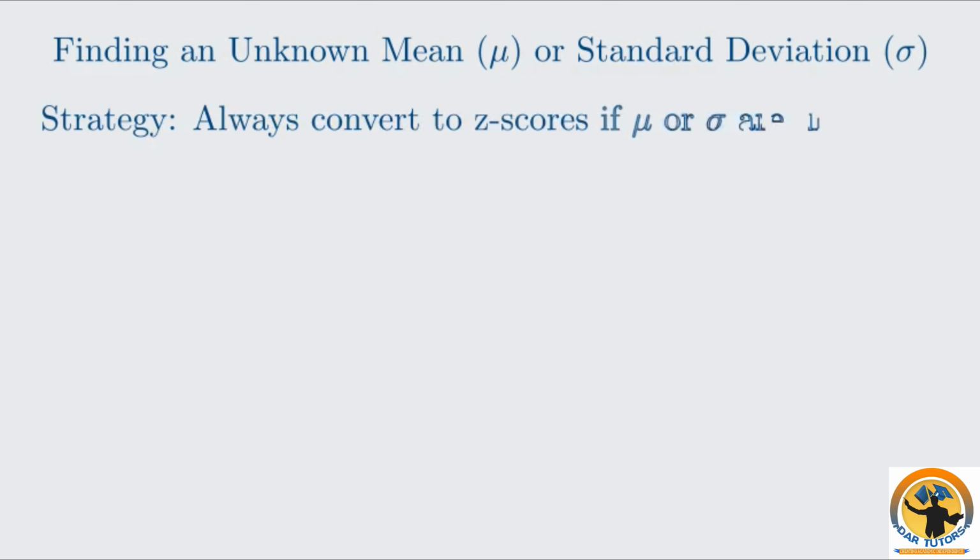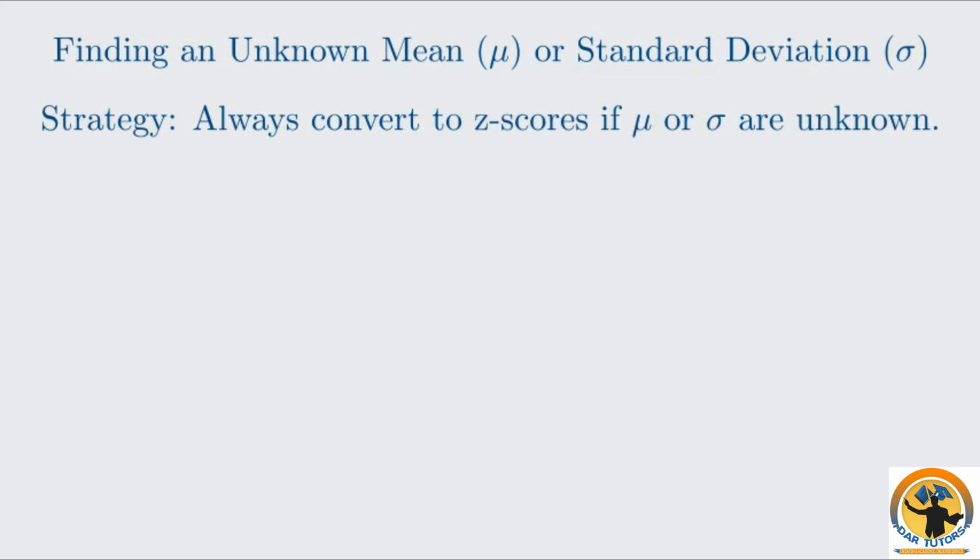We now come to our final objective, finding an unknown mean or standard deviation of a normal distribution. This type of problem might seem difficult, but the strategy is quite clear. We always need to convert the x values and probabilities into z-scores using the standard normal distribution. By doing this, we transform the problem from one about a generic normal distribution x to one about the standard normal distribution z, for which we know the parameters, mean 0 and standard deviation 1.